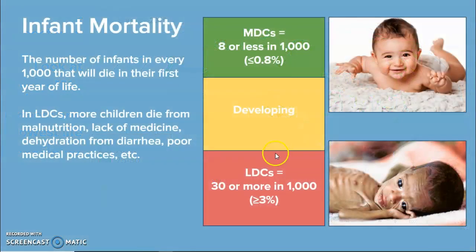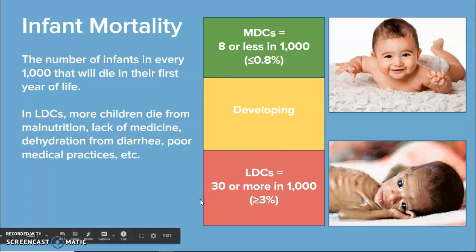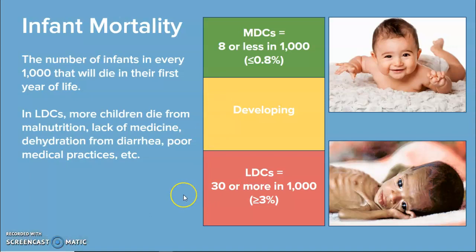As far as infant mortality, the more developed countries have 8 or fewer babies die in their first year of life. In a less developed country, 30 or more out of 1,000 die in their first year of life. In the less developed countries, more children die from malnutrition, lack of medicine, dehydration from diarrhea, and poor medical practices and such.